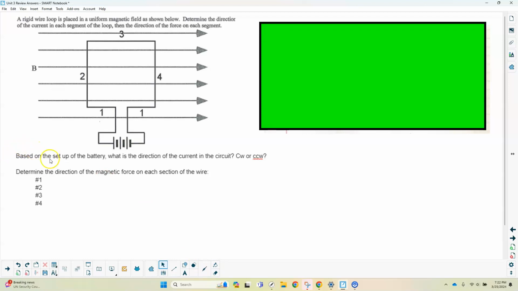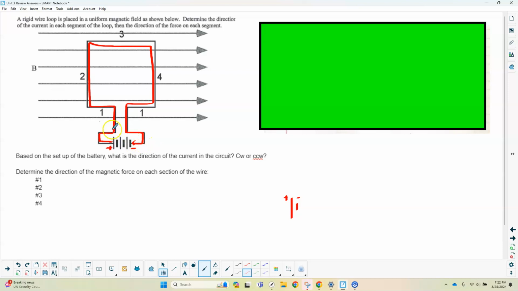Based on the setup of the battery, we're going to figure out the direction of the current, so I'm going to trace that out. This side is the positive side, and this side is the negative side. If you remember batteries, the long side is the positive side, and the short side is the negative side. The current flows from the positive to the negative. I am tracing it in the direction that it moves, so the current in each one of these sections of wire is going to follow this path.